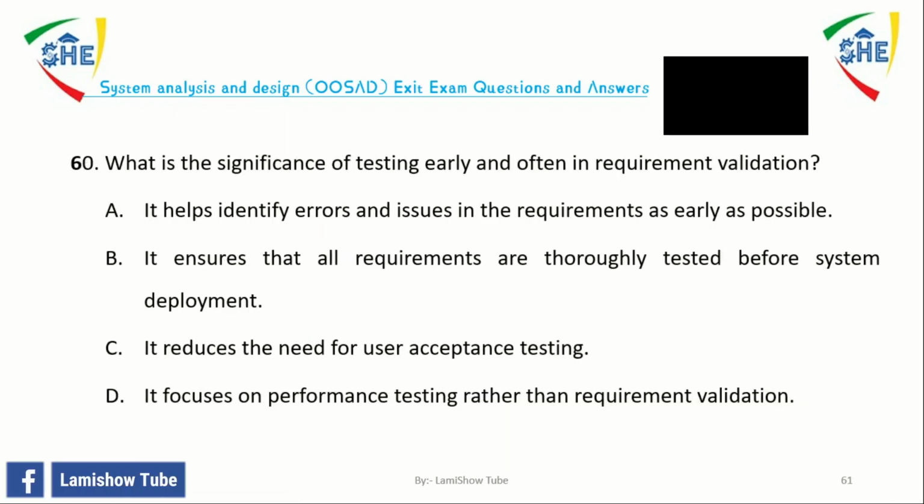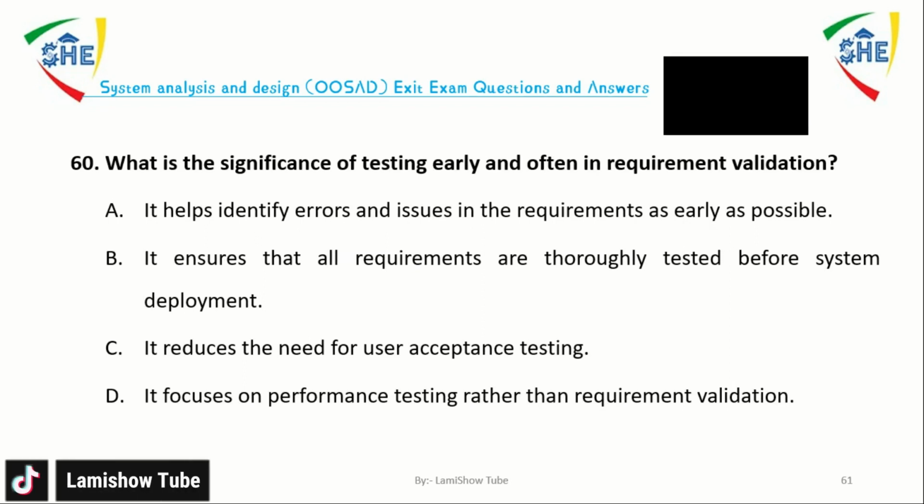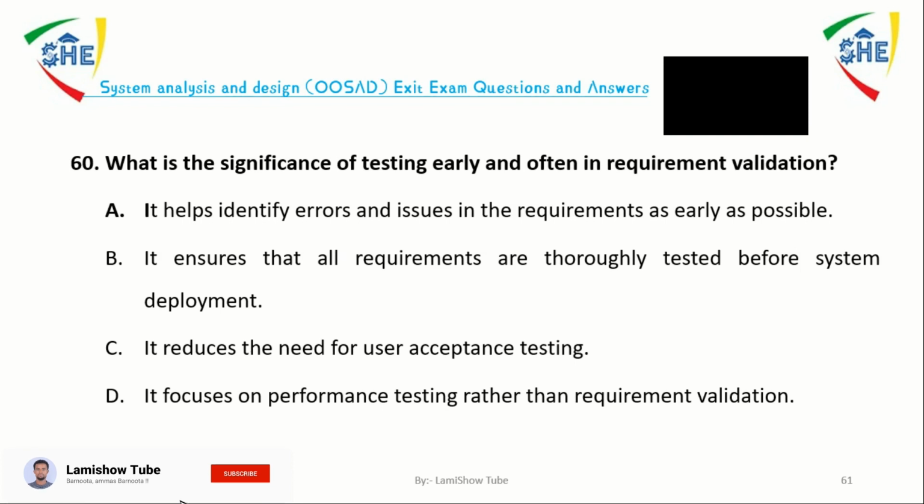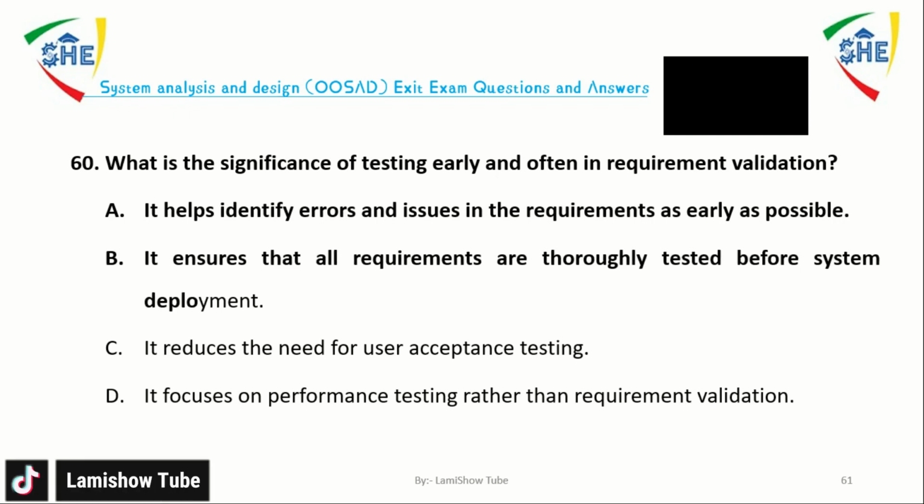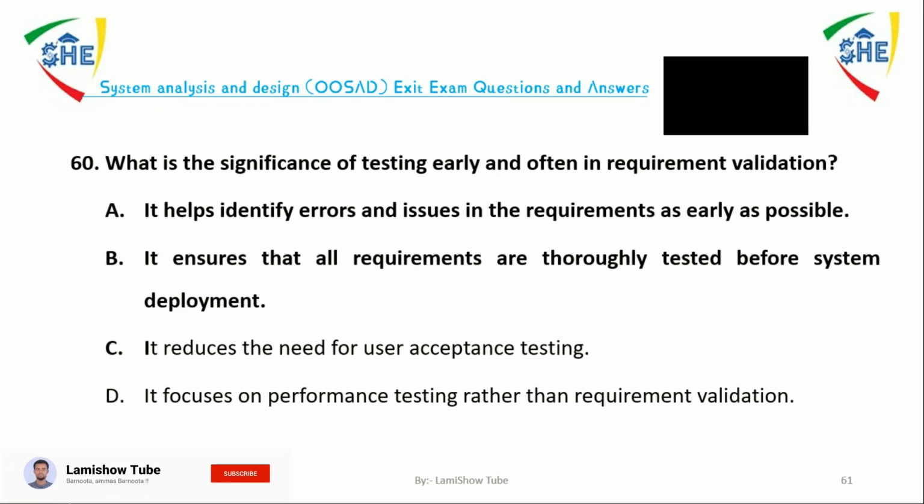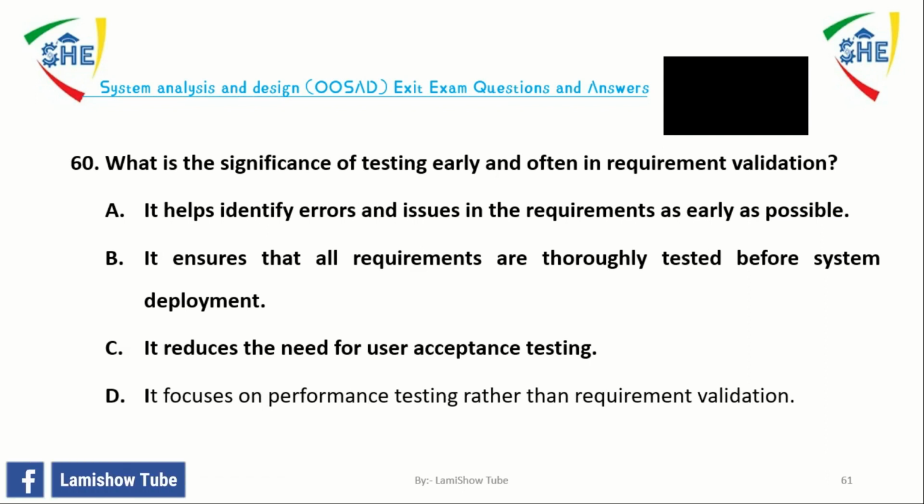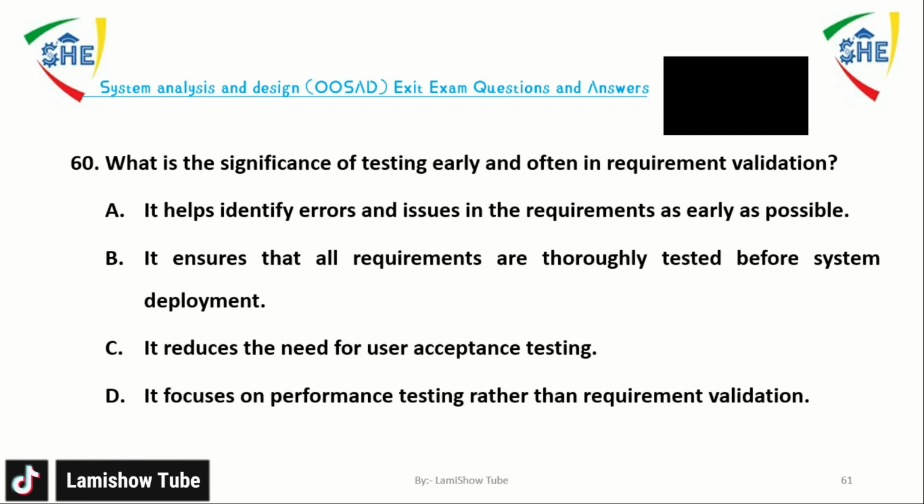Question number 60. What is the significance of testing early and often in requirement validation? A. It helps identify errors and issues in the requirement as early as possible. B. It ensures that all requirements are thoroughly tested before system deployment. C. To reduce the need for user acceptance testing. D. It focuses on performance testing rather than requirement validation.